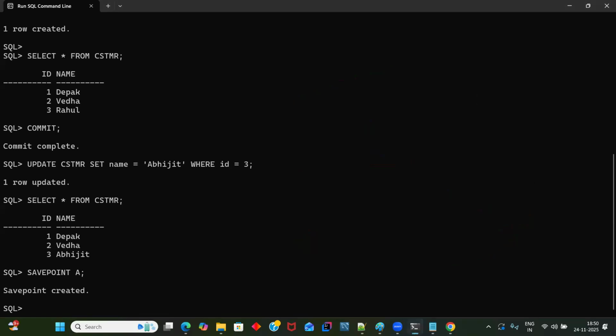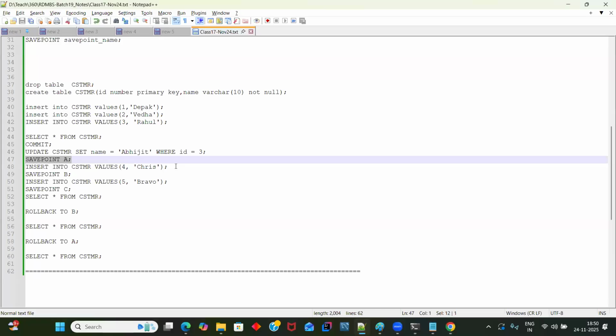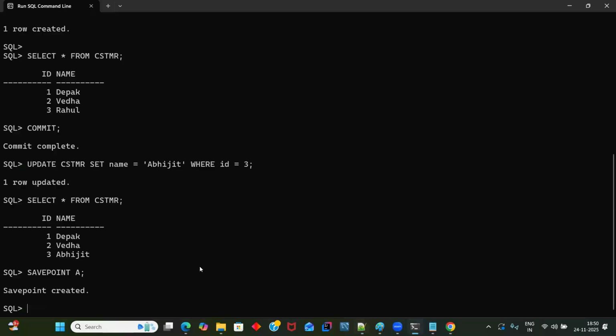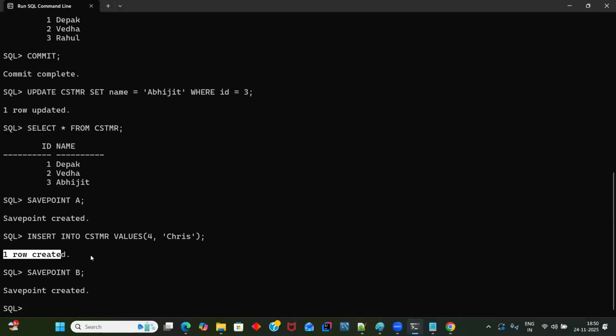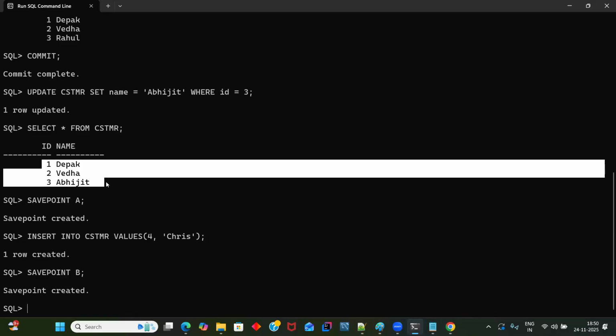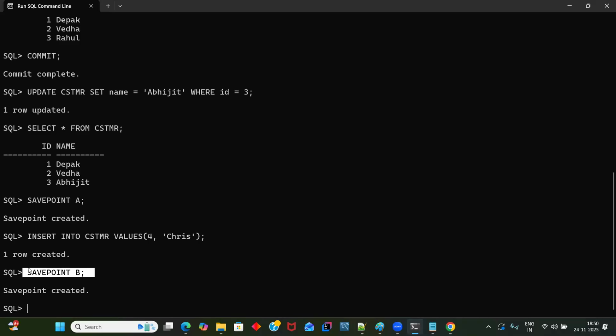Just hit enter. A save point is created. After save point A, I inserted one more row. I inserted one more row, and again I created a save point B. In A, I have a table with 3 rows. In B, I have a table with 4 rows now.